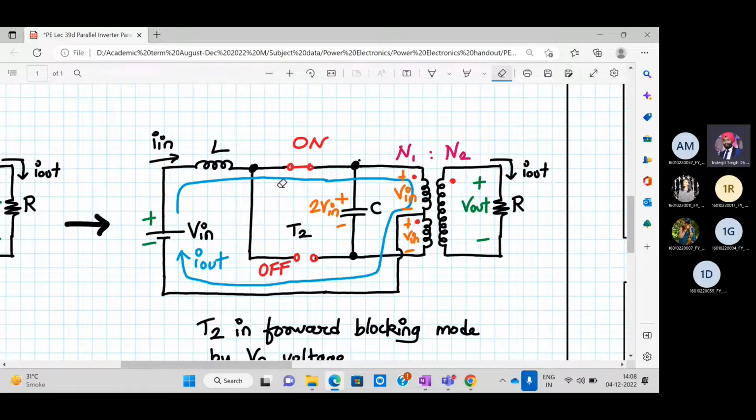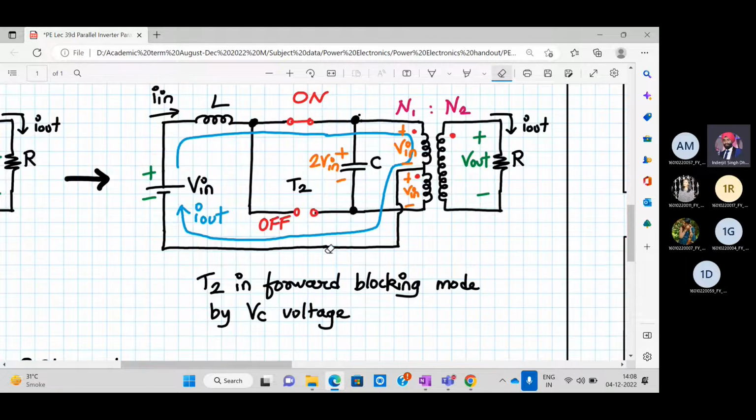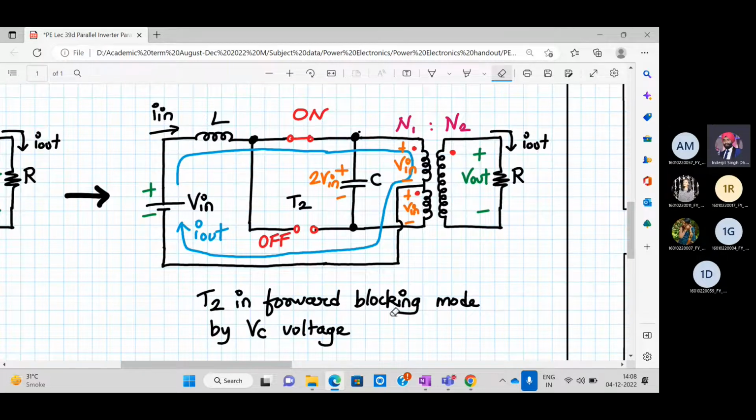And since T1 is on, this positive voltage will appear at the anode of T2, and this negative voltage will appear at the cathode of T2. That means T2 is eligible to turn on now. So T2 is in the forward blocking mode by the capacitor voltage. Is this point clear?